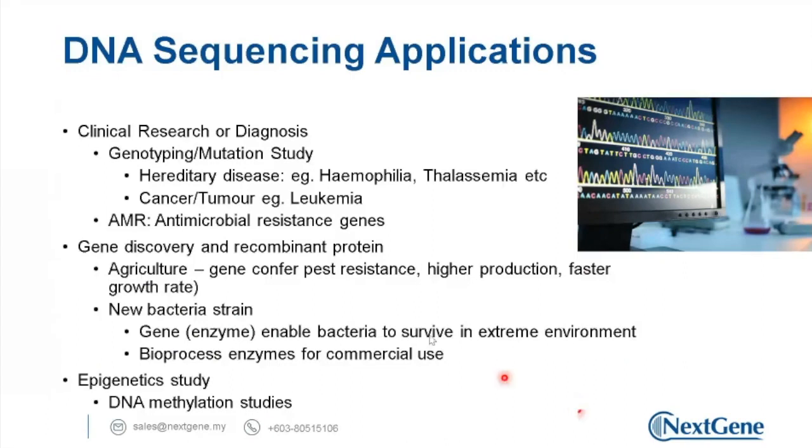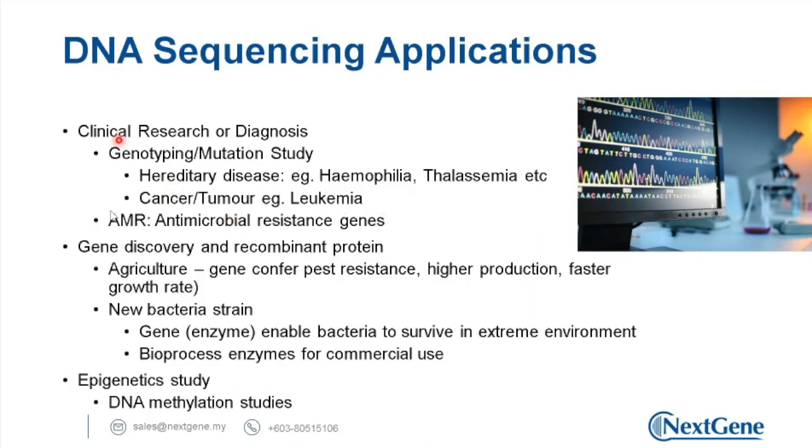Okay, so next, I shall share with you some DNA sequencing applications that are commonly used. Normally in clinical research and diagnosis, we can use DNA sequencing technology for genotyping or mutation study. This is useful whenever we want to look at hereditary diseases such as hemophilia or thalassemia. And also not to forget cancer or tumor genotyping, for example leukemia, which has a lot of fusion genes and mutations happening.